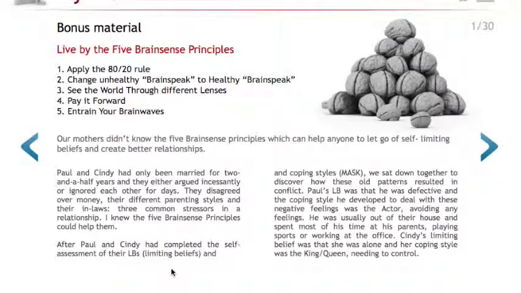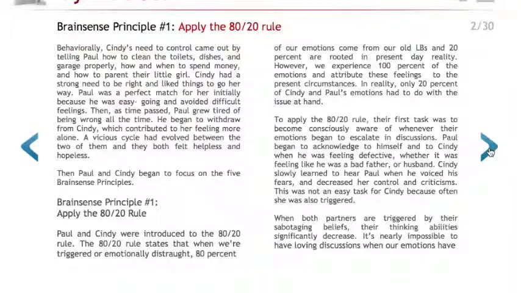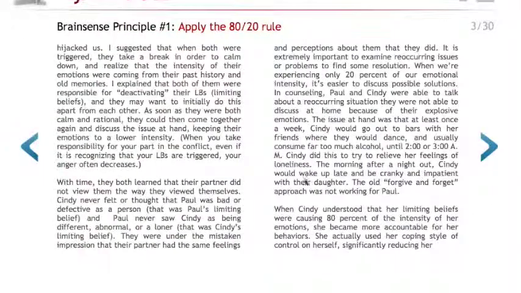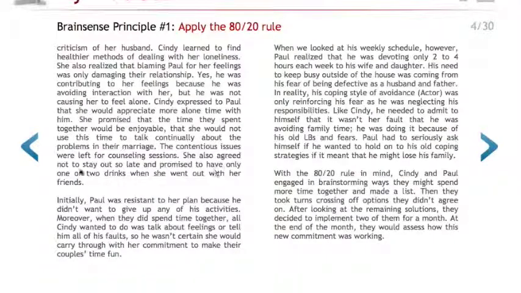It's the 5 brain sense principles in a healthy relationship. These are detailed documents that give you lots of valuable information on things such as applying the 80-20 rule, paying it forward. And so by simply clicking on the right text or button, you'll see the principles in detail, which can only help benefit you in any relationship that you move forward with.